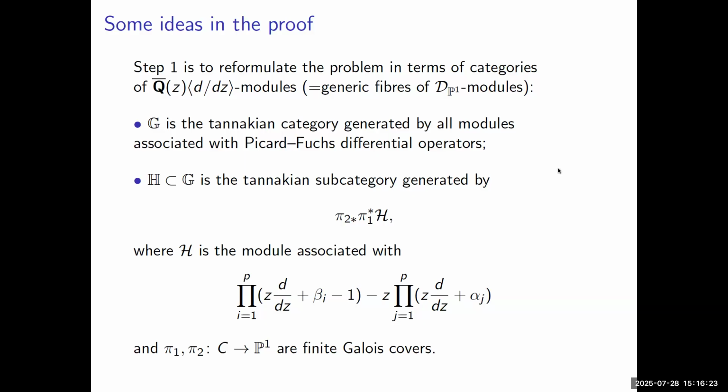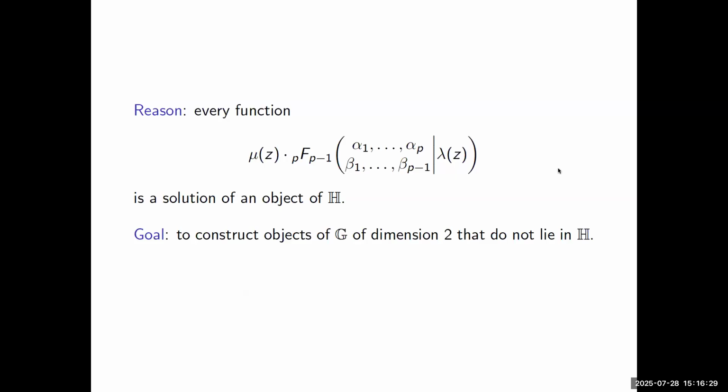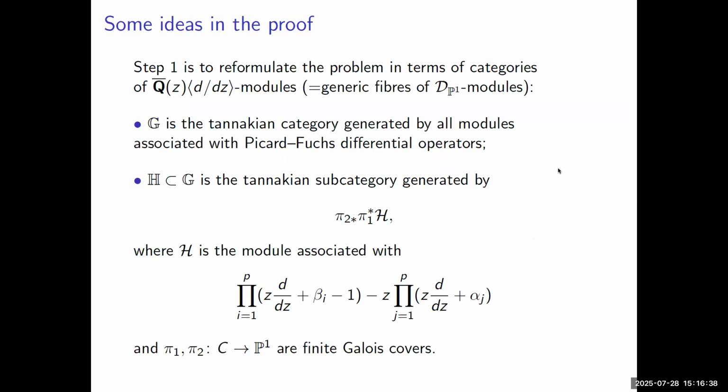And then inside, you have H. What is the reason for H? We want all these functions to be solutions of an object of H, so you need to find a differential equation for such a function. You start with a differential equation for the hypergeometric function, given by this kind of differential operators. Then the substitution by an algebraic function and multiplication by an algebraic function correspond to this kind of operations. You have a smooth curve C, with finite ramified Galois covers P1 and P2, and then you can pull back your differential equation to C and then do the direct image.